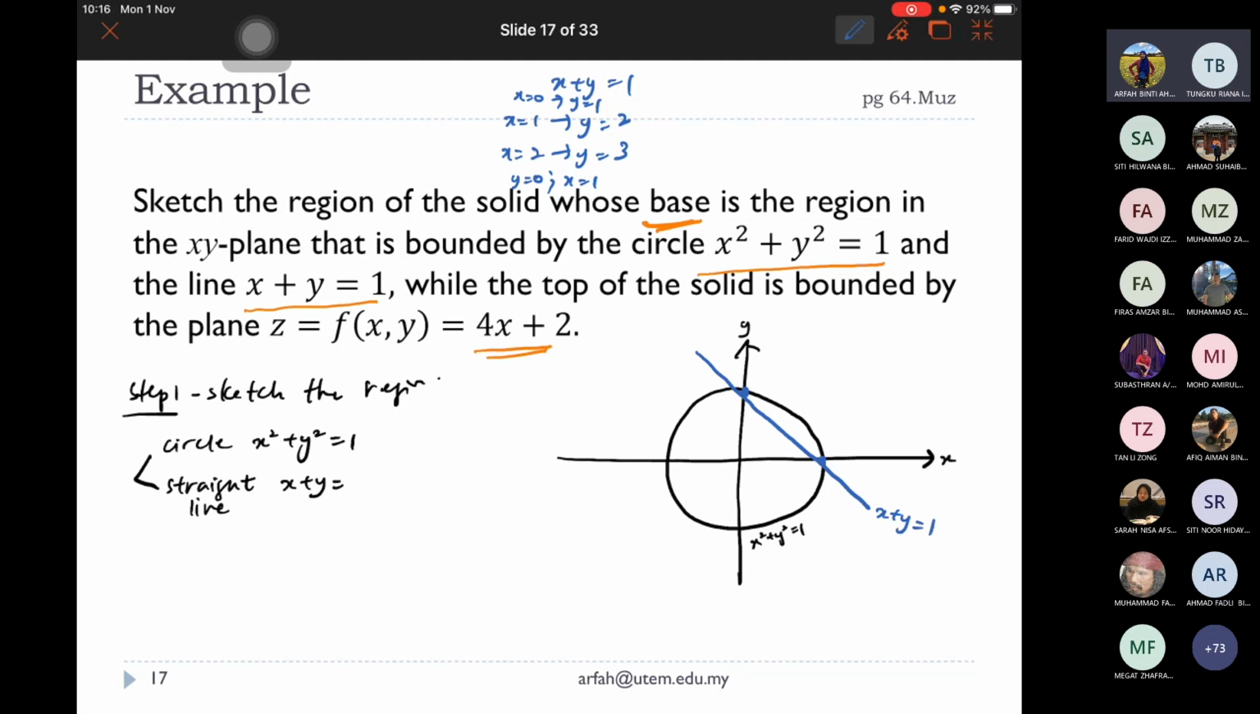Okay. So dekat mana dia punya rantau berlorek yang kita nak buat integration? Sebab dia ada bagi tahu satu condition lagi. The base is the region in XY plane, yang dibatasi oleh kedua-dua garisan ini dan juga satah XY. So saya bagi nombor 1, 2, 3, 4, 5. So dekat mana rantau berlorek?